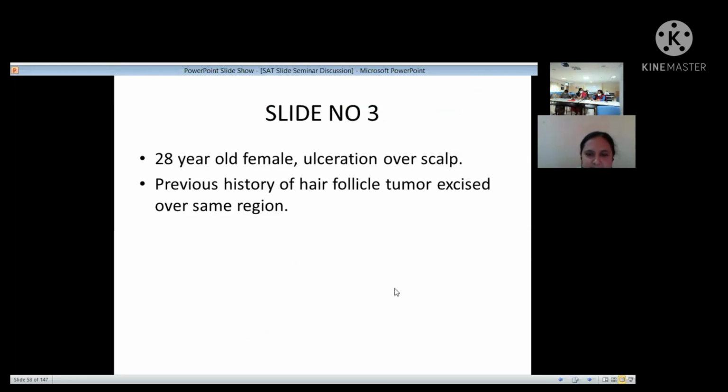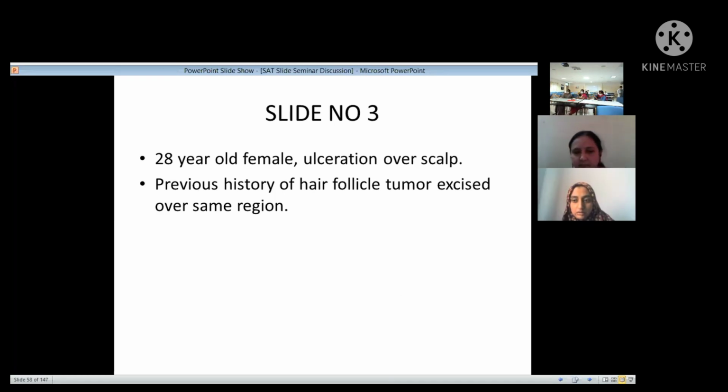Can we move on to our next slide? Slide number 3. Case details: a 28-year-old female. She has an ulceration over the scalp. She had a previous history of a hair follicle tumor, which was excised over the same region.